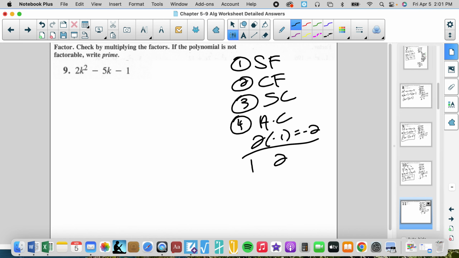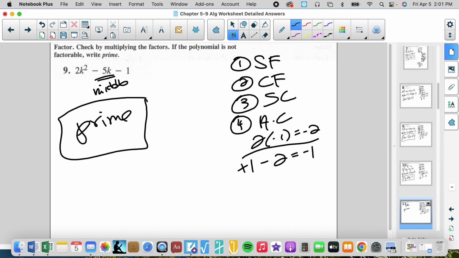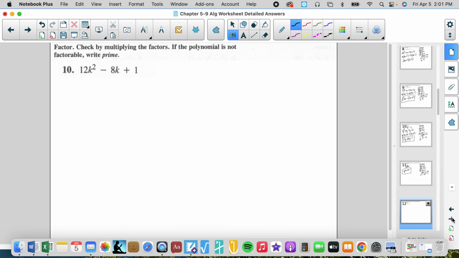Signs are different. Bigger is negative. We get -1. Does not equal my middle. So this is prime. Okay, be aware of those primes and why they're primes and how they're created.